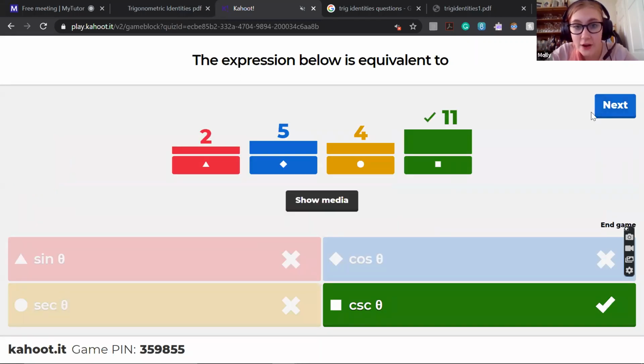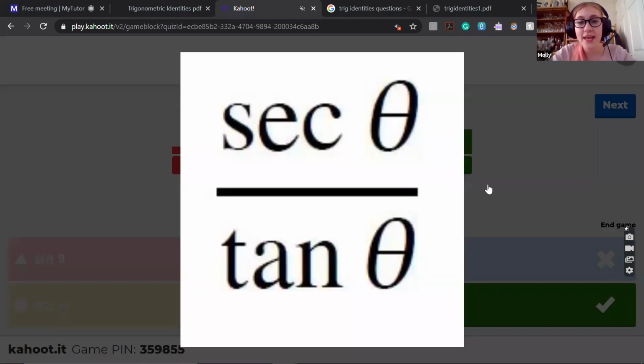The majority again got it. So what we had to do here was write sec theta as 1 over cos theta. And then you'll see that this becomes 1 over cos theta tan theta, or 1 over sine theta, which is cosec theta.